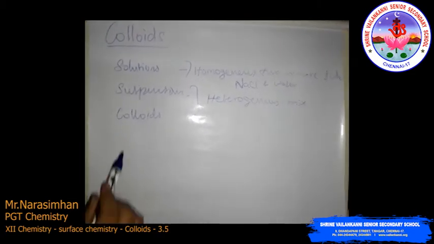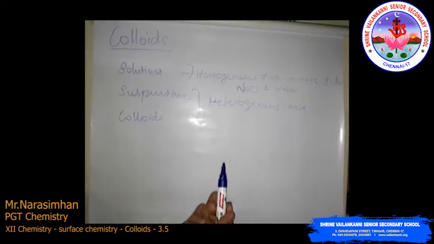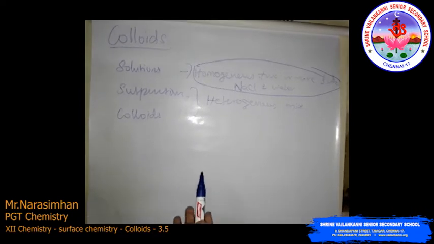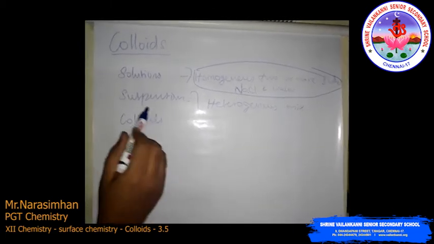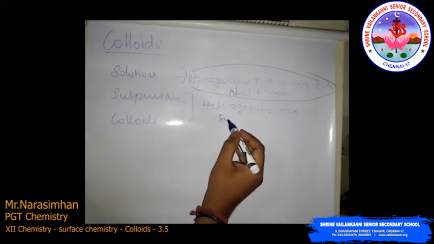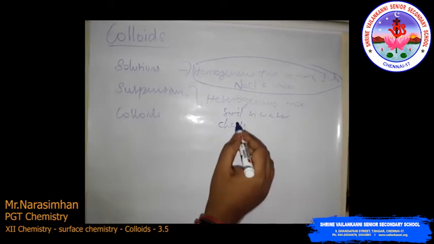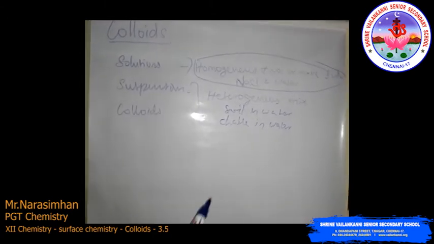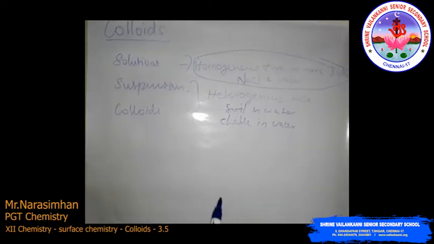Now the suspension and the colloids. The suspension and the colloids are heterogeneous mixtures. That means there are two different kinds of particles. You cannot see a homogeneous mixture with your naked eye, but in a heterogeneous mixture you can see with your naked eye. You can see the suspension. For example, soil in water, chalk powder in water. These are called suspensions. In suspensions, the particles are allowed to settle down.